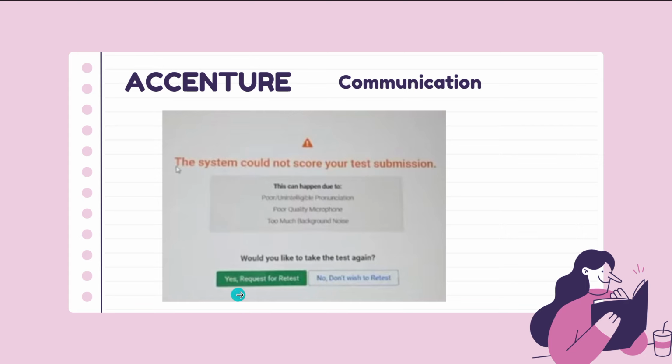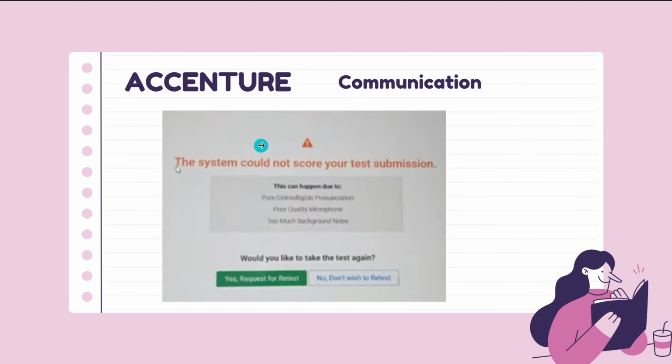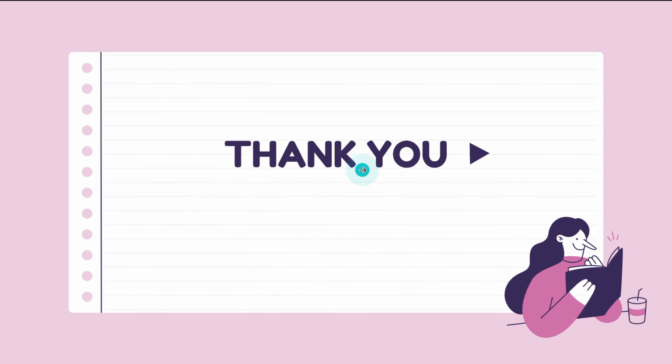Then you should request a retest, and then take the retest. If the problem is with your earphones, try the exam without earphones or change your laptop as well as the earphones. There are only three chances, so avoid background noise as much as possible. If you get this error, try changing your laptop and earphones. That is the communication round for Accenture.